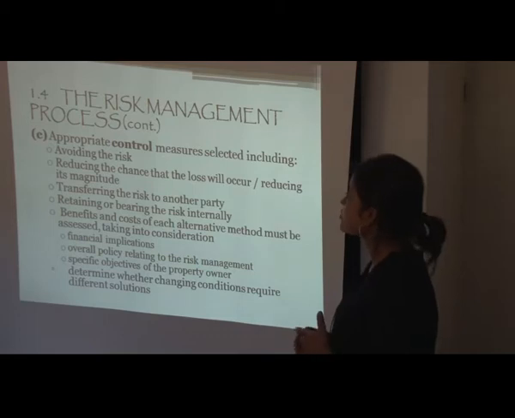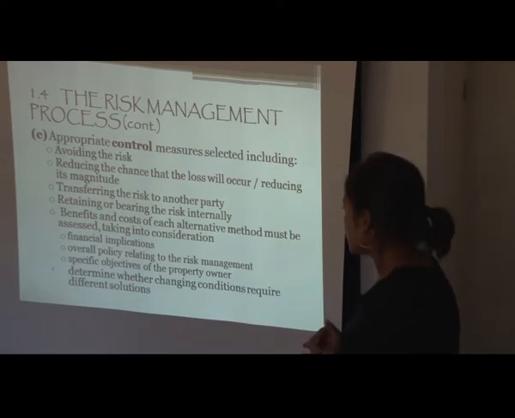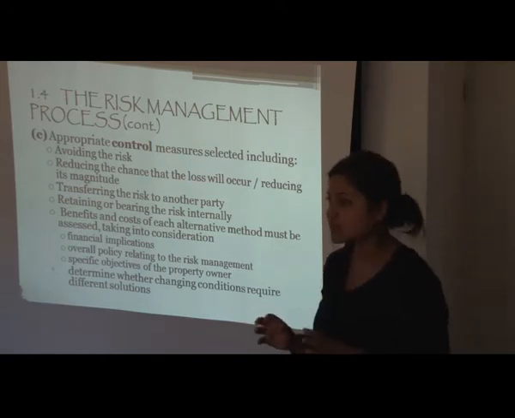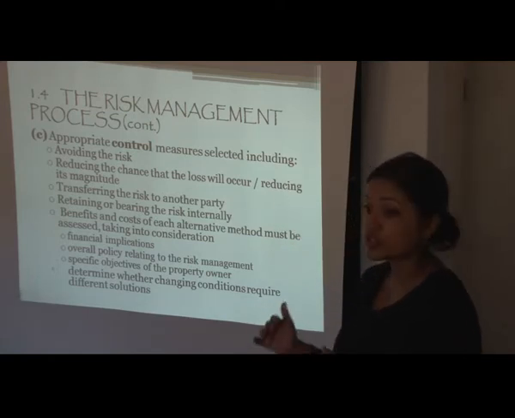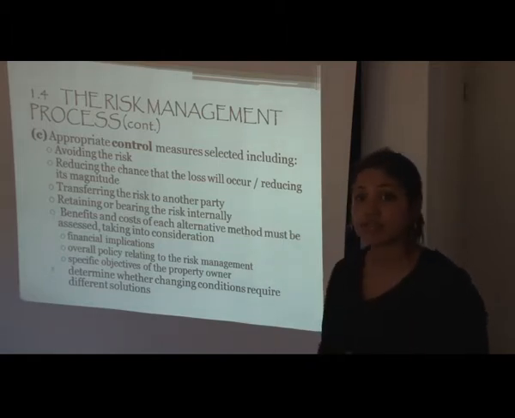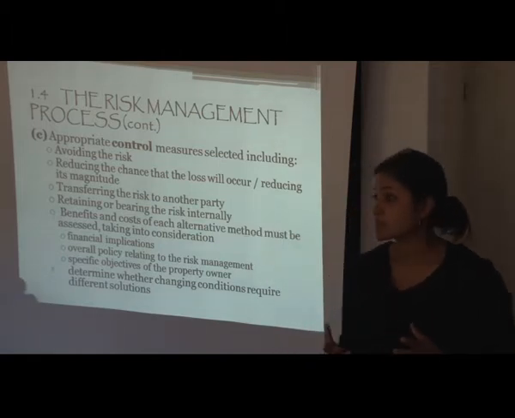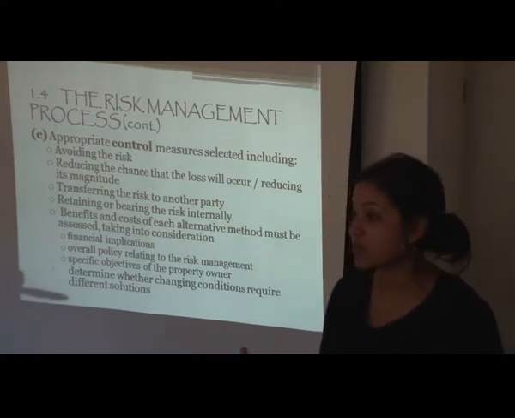The second thing that you can do is reduce the chance that loss will occur, or reduce its magnitude, right? Do you need an example of that? So you either reduce the chance that the loss will occur, or reduce the magnitude. And then you transfer the risk to another party. How do you do that? Insurance. Insurance, exactly. That's what you're doing. You are transferring the risk.